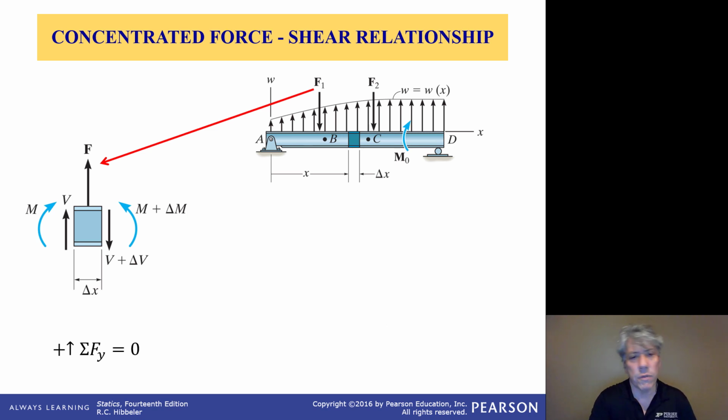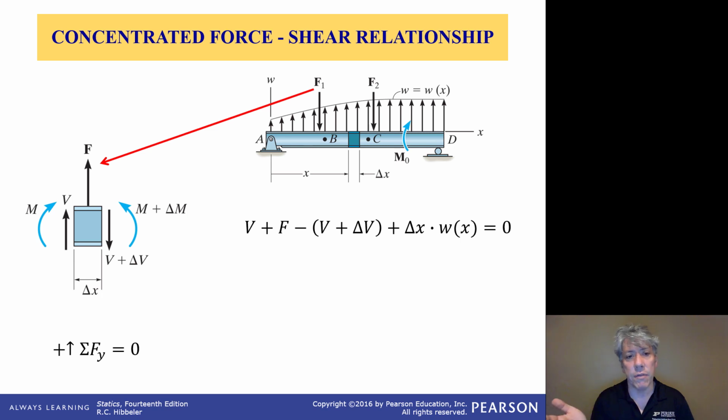So if we sum forces in the vertical direction, what happens? Well, on the left-hand face, we have upward shear. On the right-hand face, we have a negative shear plus delta shear. So those two terms appear. That's the first and third terms in the equation. And then the external force F acts upward.